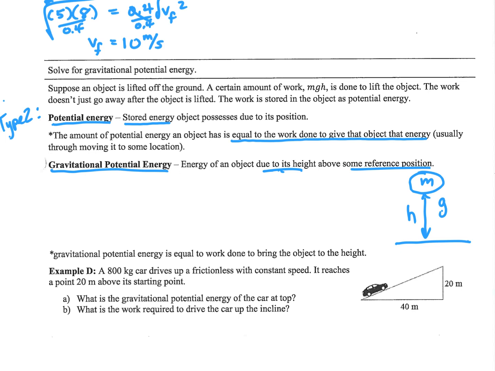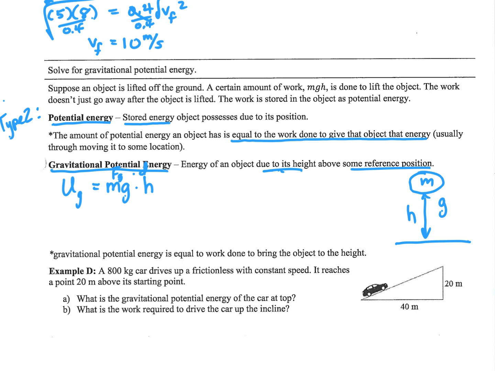So we use U for potential energy. We're going to use U sub G for gravitational potential energy, and it's going to be the product of mg, which is the force, right? This is the force due to gravity, times the distance it falls, which is h. So mgh is going to be our formula. Where did that come from? F times d. All right, mgh is equal to the work done to bring the object to that height.